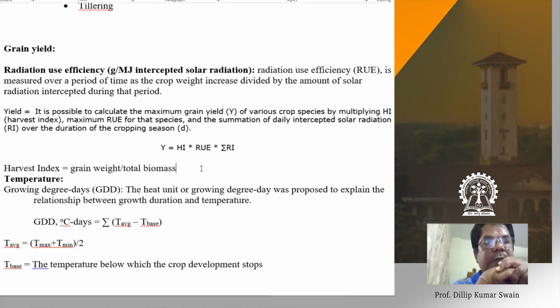Yes, yes, that's what I am telling. If you tilt the leaves to 30 degree, the extinction coefficient will decrease. Okay, sir. If it is 90 degree, then it will be maximum.